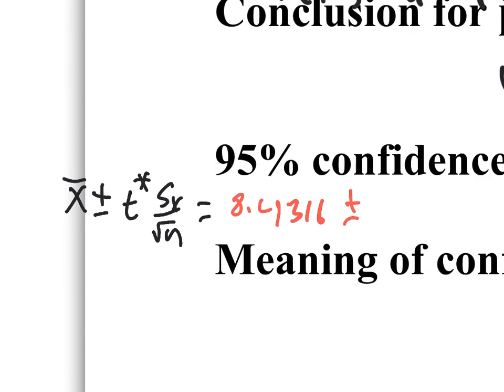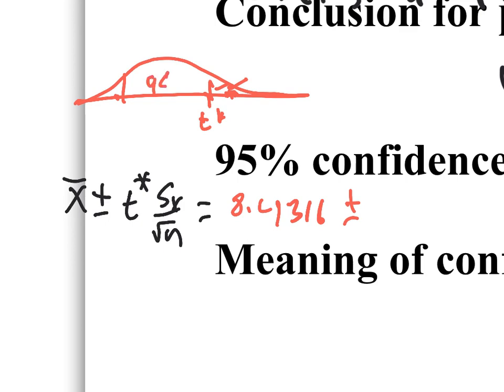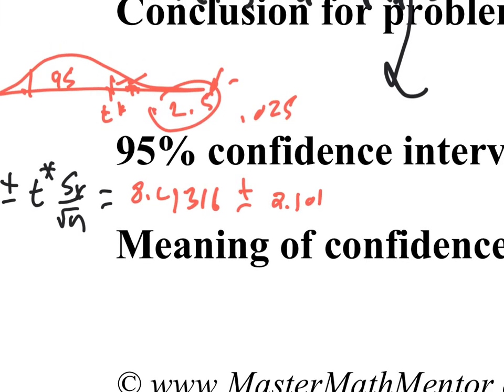So let me go back to my table. Remember what I need here. I need the T star for this tail. If it's 95%, what's the area of this tail? 2.5%, or 0.025. So I'm going to pause it again. 2.101 is my T star, times that standard deviation.